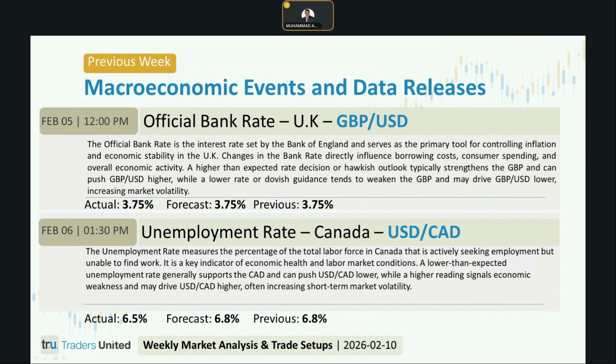Now, if you look at the numbers, the previous number was 3.75, the forecast was also 3.75, and the actual number came out at 3.75% as well. The Bank of England kept the official bank rate unchanged at 3.75%, in line with market expectations. Despite no change in the headline rate, GBPUSD moved lower following the release, indicating that traders reacted more to the tone of the statement than the decision itself.